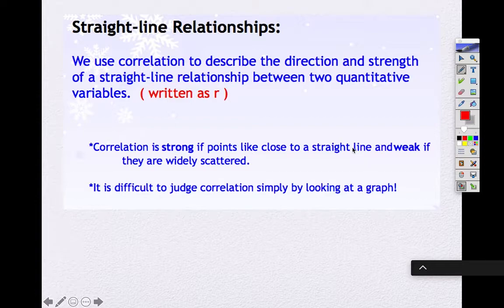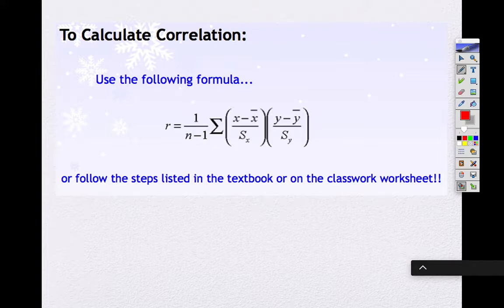We talked about strength last time. It is difficult to judge correlation by just looking. So today we add a number to go with it. And that will be our correlation. It is the strength of the straight line relationship, letter r. It has a crazy formula that I'm going to show you, but you know a lot about it.